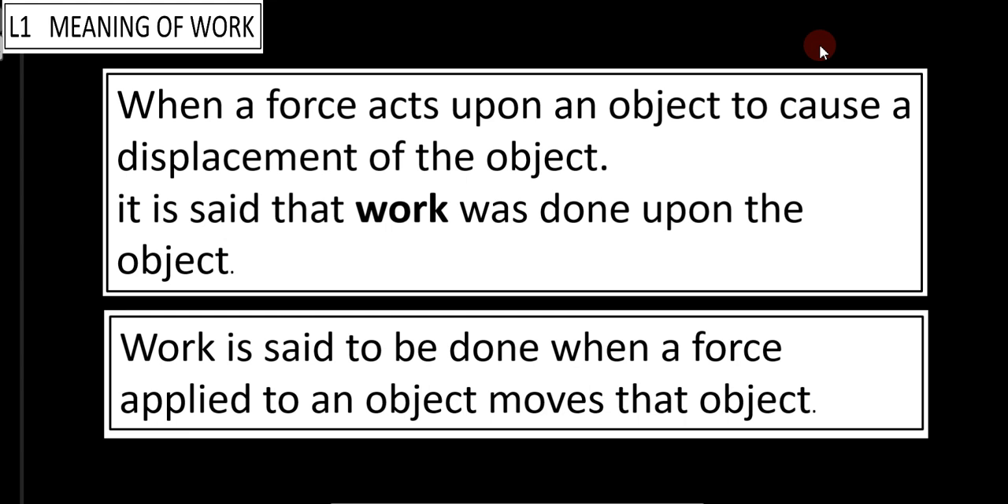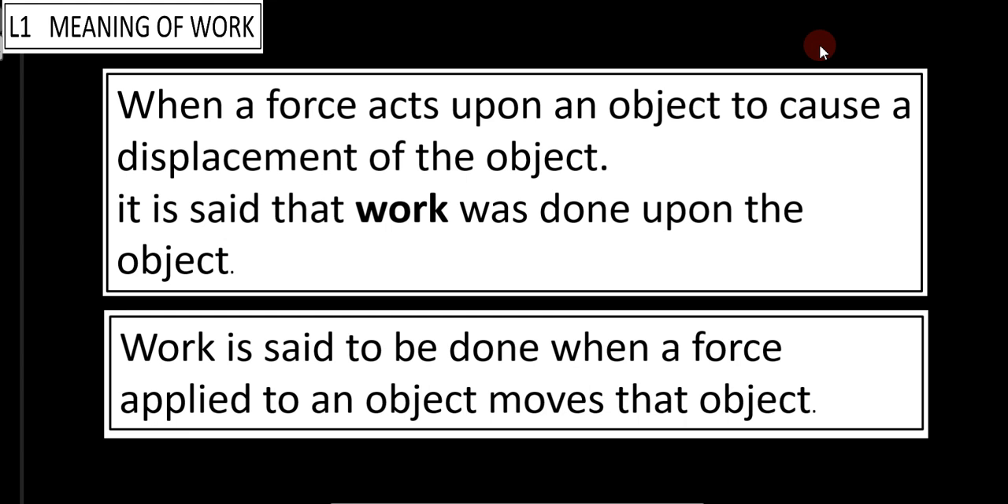So that's why a definition is such that when a force acts upon an object to cause a displacement of the object, it is said that work was done upon the object. Or in other language, work is said to be done when a force applied to an object moves that object. So the effect will be there. If there is no movement of the object because of your force, there is no work done. According to physics, work done is very different in that case. So therefore force and displacement are very necessary.